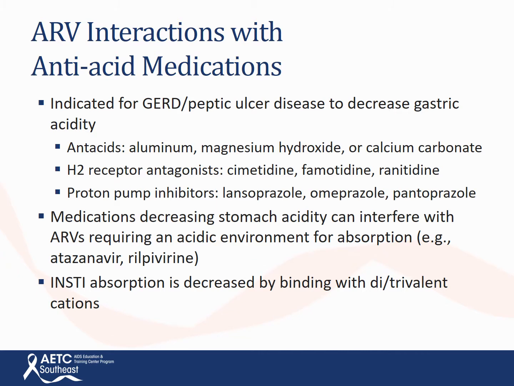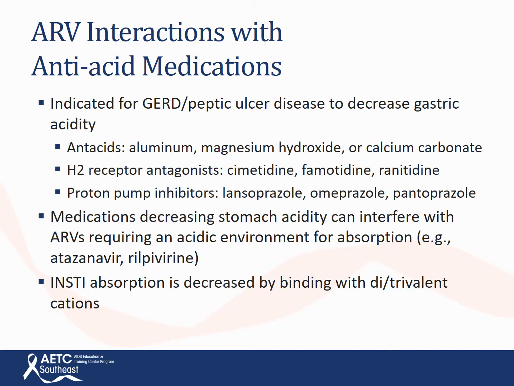The second major interaction I've seen often is drug interactions between antiretrovirals and anti-acid therapies. Now, there are many types of medications that can reduce stomach acid. These include over-the-counter antacids that contain aluminum, magnesium, or calcium carbonate, so things like Maalox, Mylanta, Tums, or milk of magnesia. There are also H2 blockers like ranitidine, which is Zantac, or famotidine, which is Pepcid. Some of these are also available over the counter.